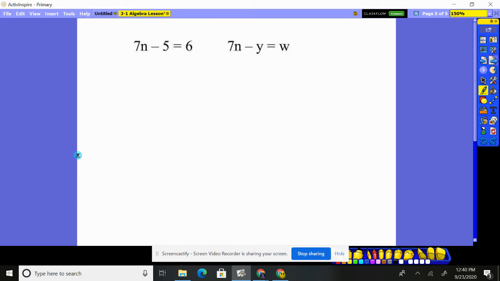On this one, we want to move the 5 over. So we would add 5. We get 7n is equal to the 6 plus 5, which is 11. And then we would get rid of multiplying by 7 by dividing by 7.